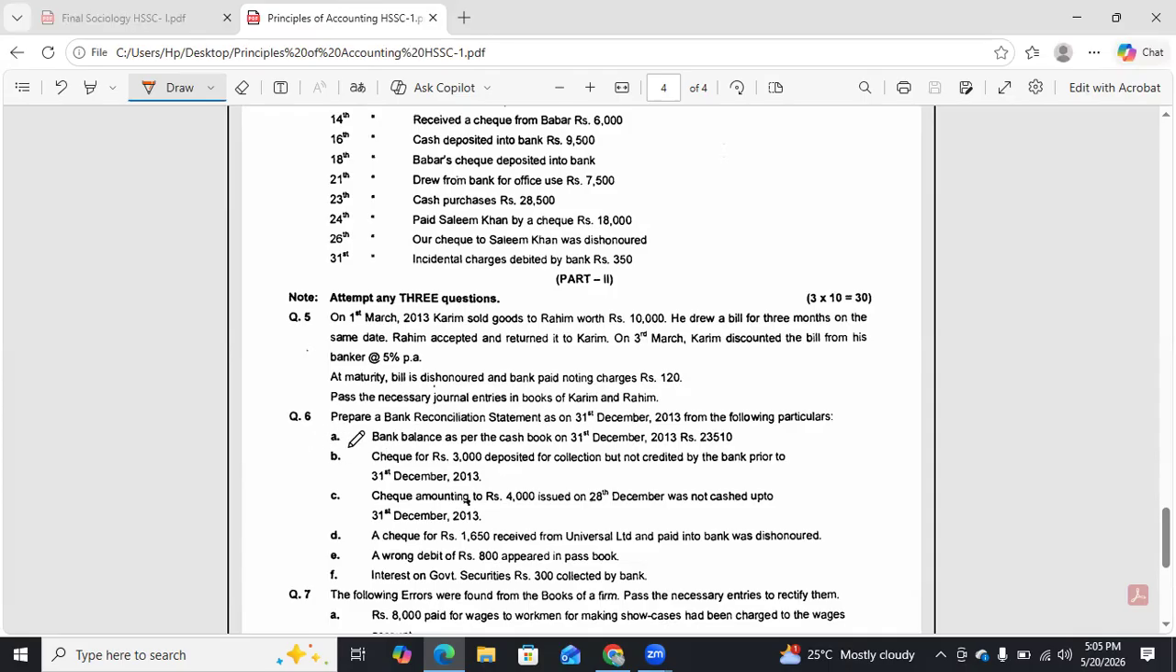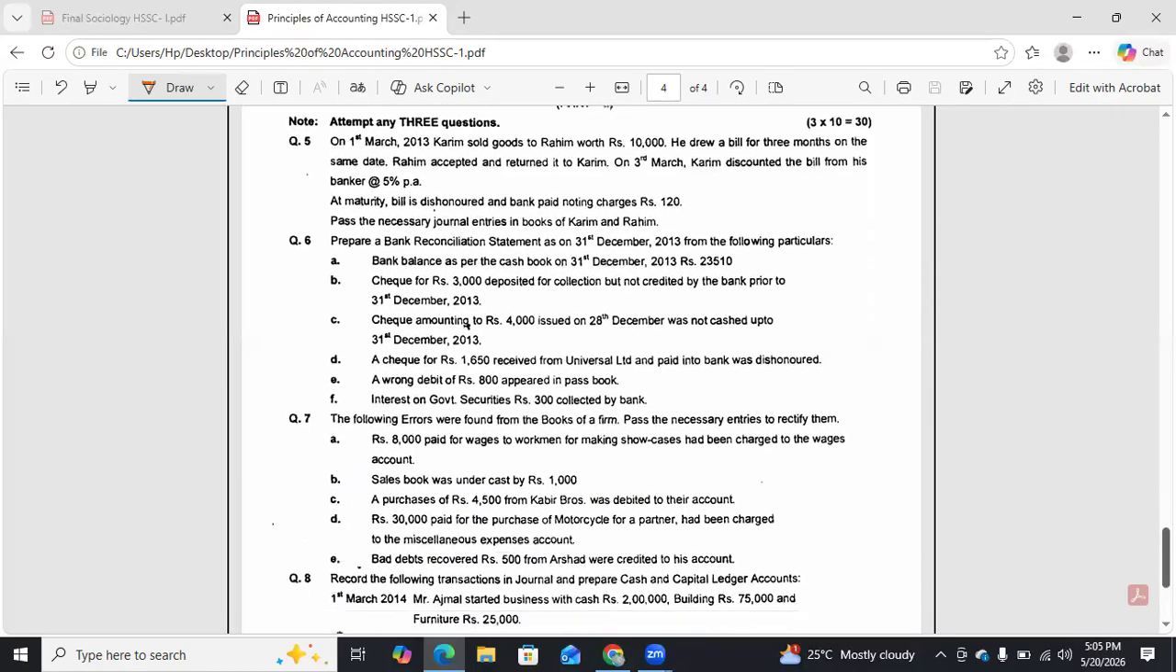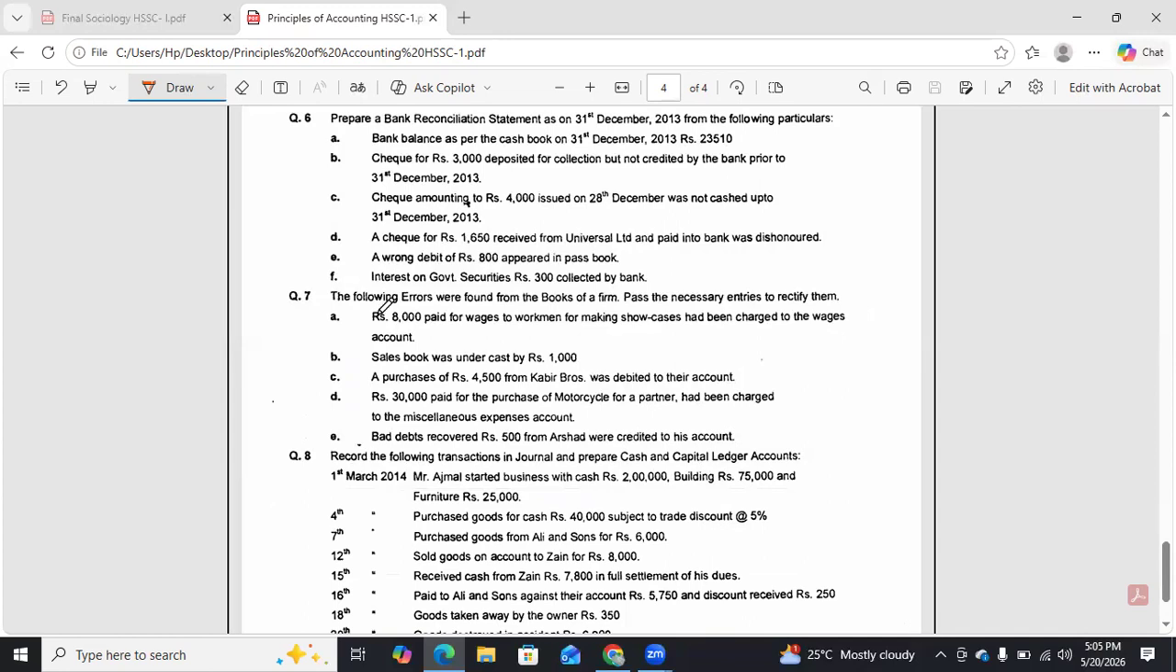Question number 6 is: prepare a bank reconciliation statement as on 31st December 2013 from the following particulars. These are the particulars. Question number 7 is: the following errors were found in the books of a firm. Pass the necessary entries to rectify them. These are the errors you have to rectify. So 1, 2, 3, 4, 5.